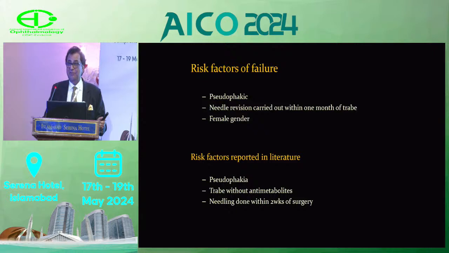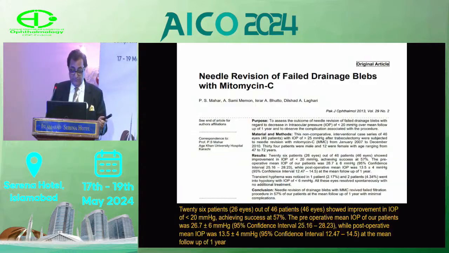So risk factors for failure are pseudophakics, needle revision carried out within 1 month of TRAB, and female gender. I don't know about the gender, but definitely pseudophakics are a difficult class of people, because the chance of failure of TRAB is higher in these patients. There are other risk factors reported in literature: pseudophakia, TRAB without antimetabolites, or needling done within 2 weeks of surgery.